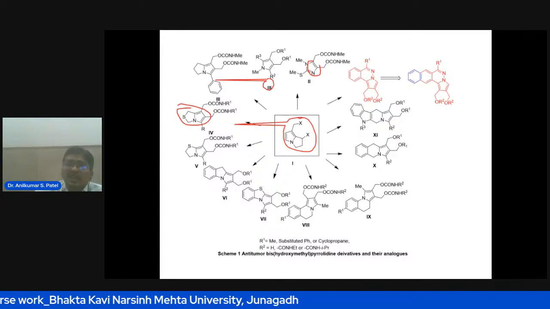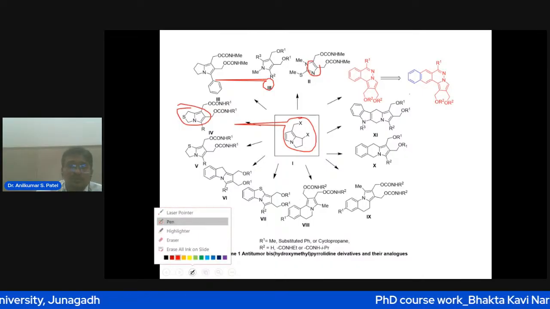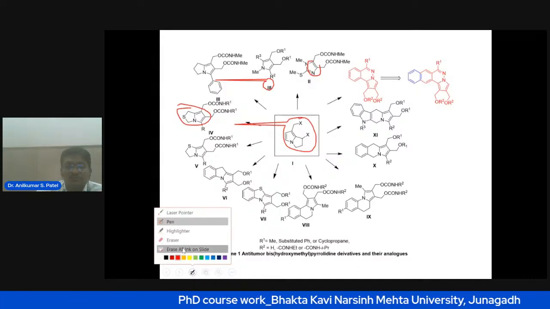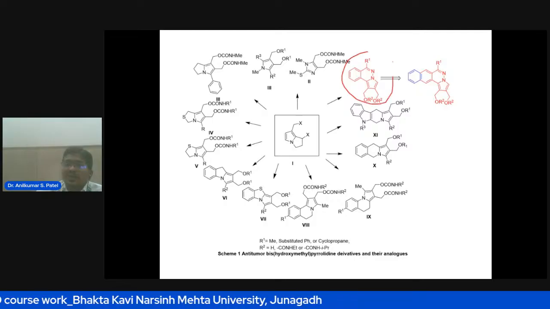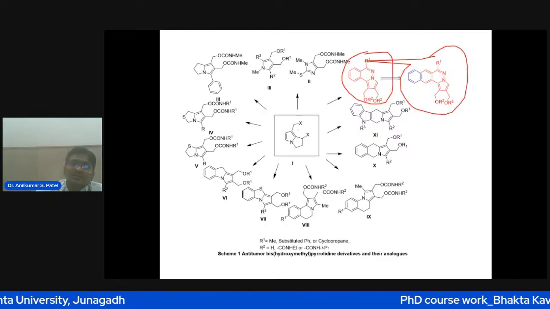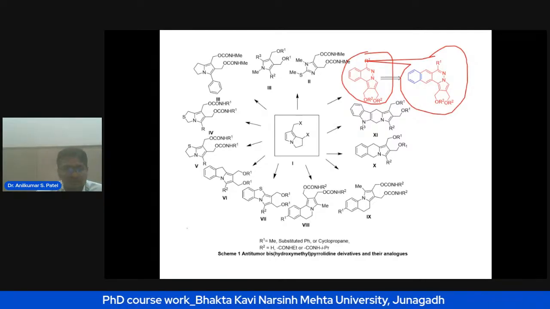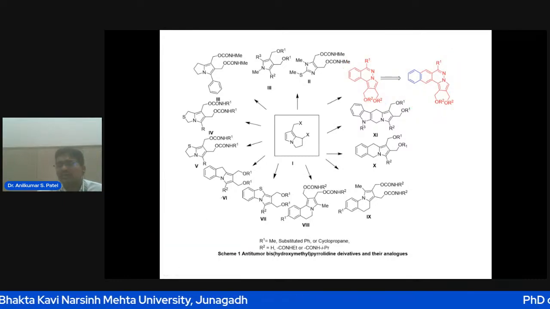So I have highlighted here particularly two molecules because these are the molecules prepared by me and my group. So I am highlighting here this compound and these compounds. This compound is basically designed from these bis-hydroxypyrrole derivatives. I will show you how the compounds give a particular activity and particular responses.